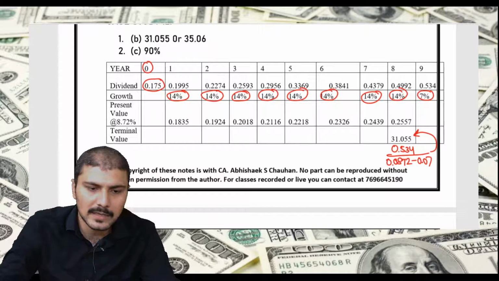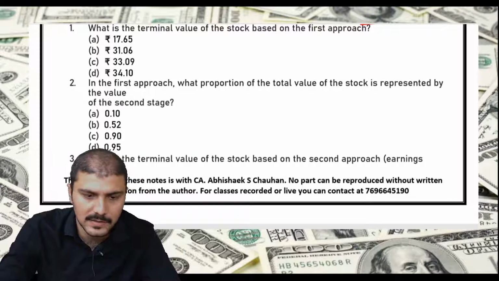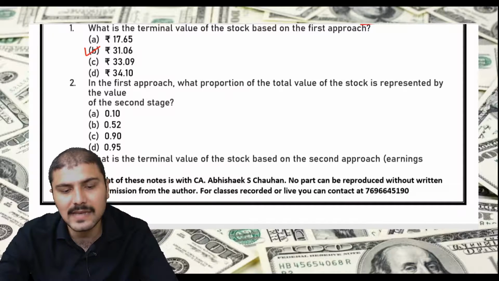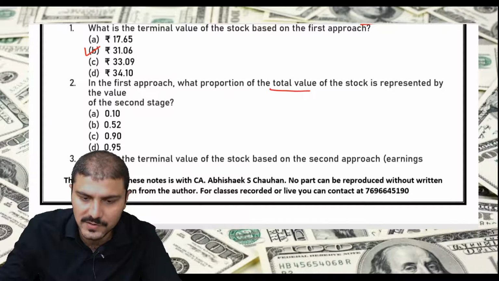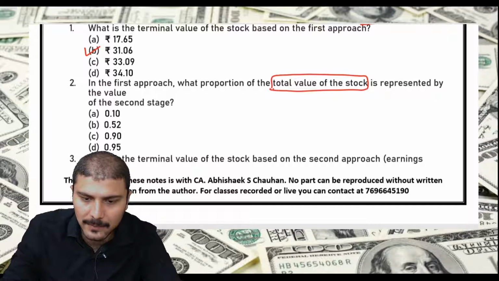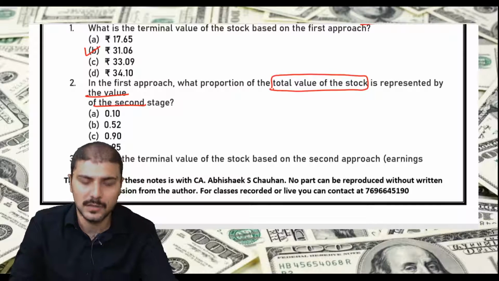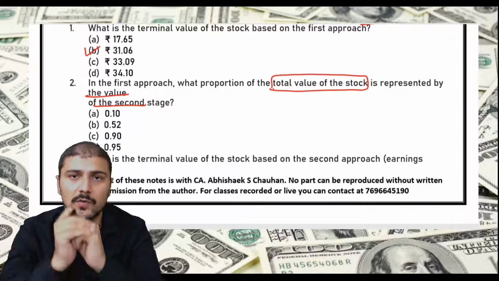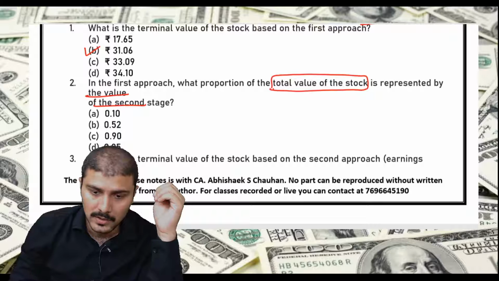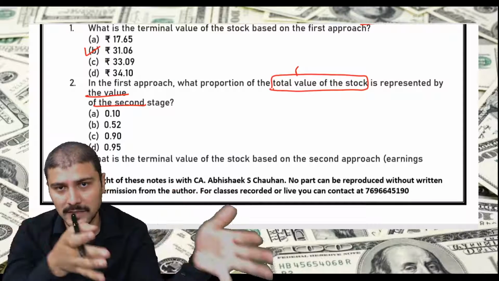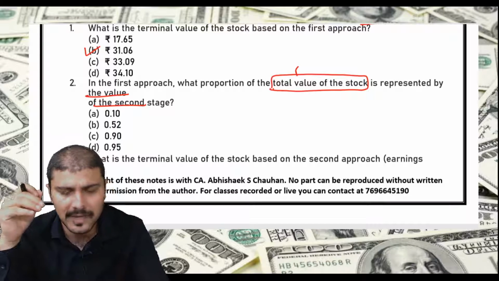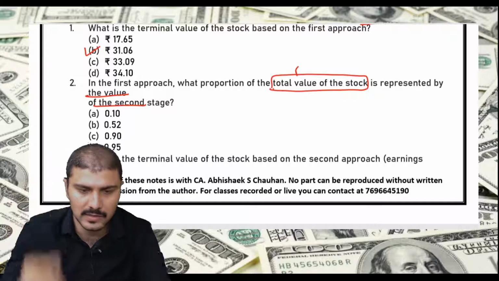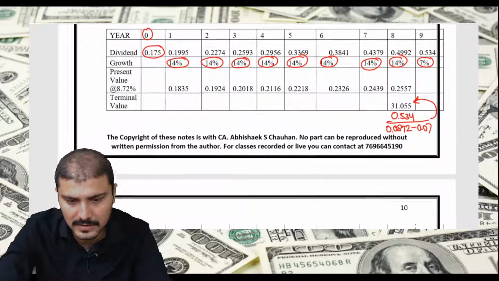The second part asks, in the first approach itself, the same one, what proportion of the total value of stock is represented by the value of the second stage? What is the second stage value that is included in the stock? For that, we have to calculate the value of the stock, meaning the price of the share today. In that situation, we have to consider the present value of the separate dividends also, and the present value of the terminal value also.